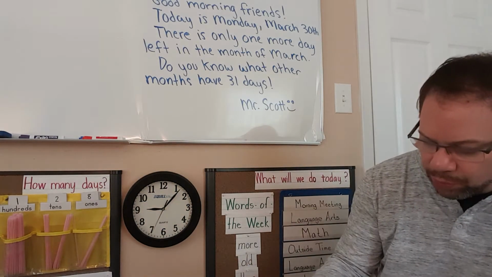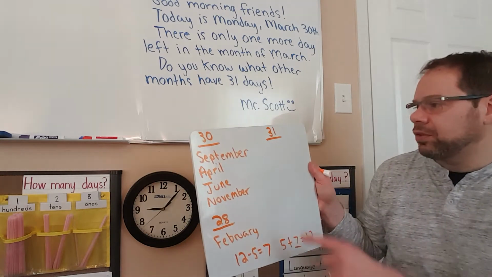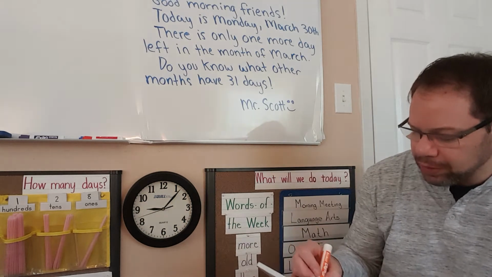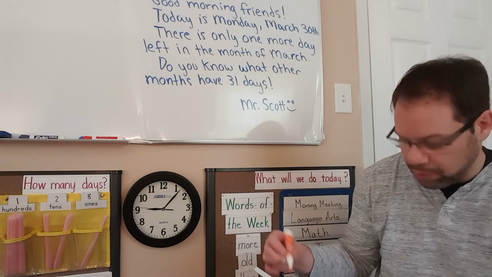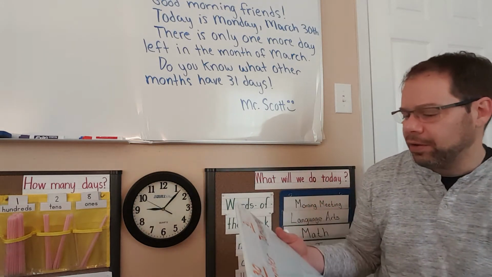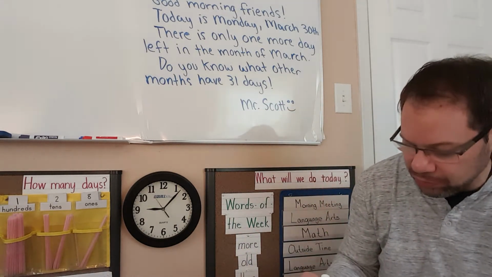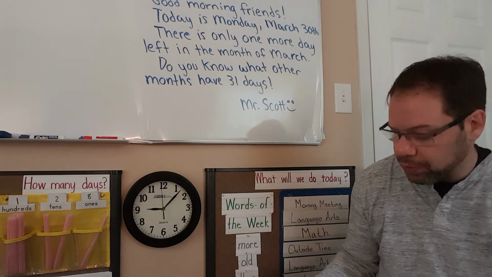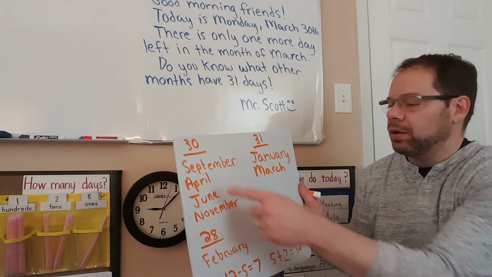So let me write a 31. Okay, so I'm just going to start at the beginning of the months. Do I have January written here? No, I do not. So I'm going to write that down. Do I have February written here? I do. That is the one that has 28 days. Do I have March written here? No. We just covered that in our morning message. We know that March has 31 days. April. April's right there.